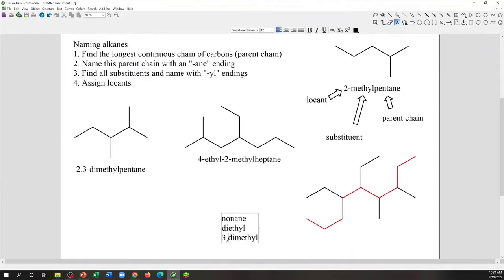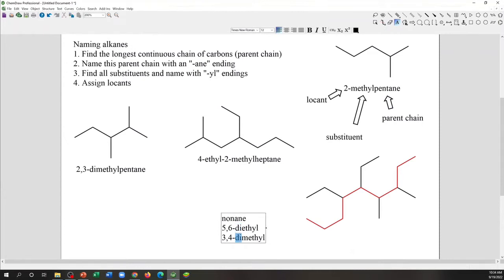Numbers are always separated from numbers by commas, and numbers and letters are separated by hyphens. That is an important piece of punctuation. At the 5 and the 6 positions I have my ethyl groups, 5,6-diethyl. And alphabetically, we place these things in alphabetic order, but when we do that, we always ignore any type of numeric designation.